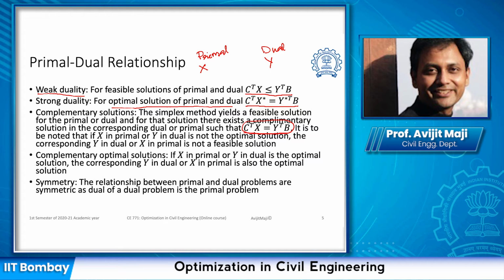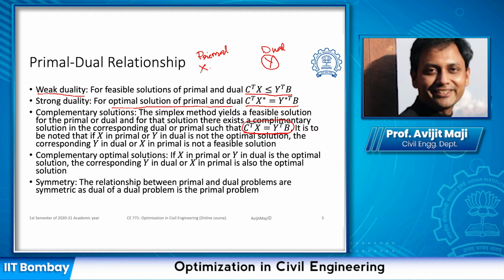In that case, if this is not the optimum solution, then we can clearly say that the corresponding solution y is not going to be a feasible solution. If we are looking in the reverse way, which is in the dual, if we have a solution y and for that we found a solution x at which the objective function values are the same, then if y is not the optimal solution, x is not going to be a feasible solution. So it works both ways.